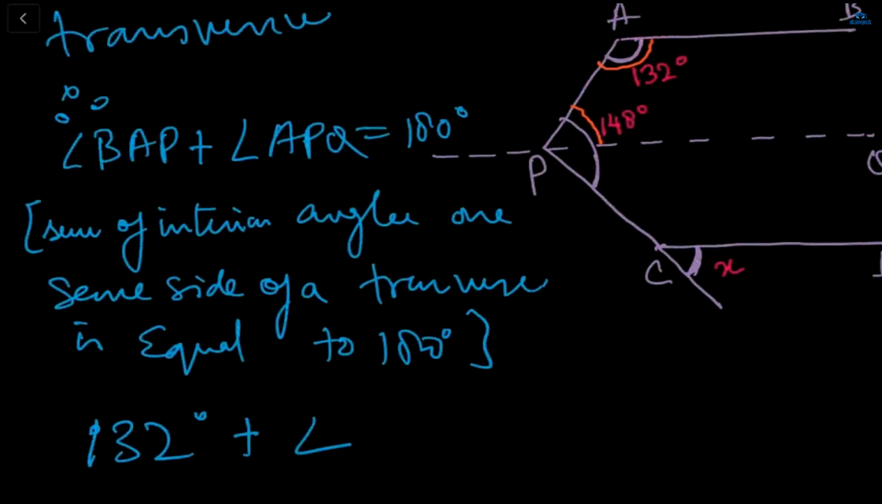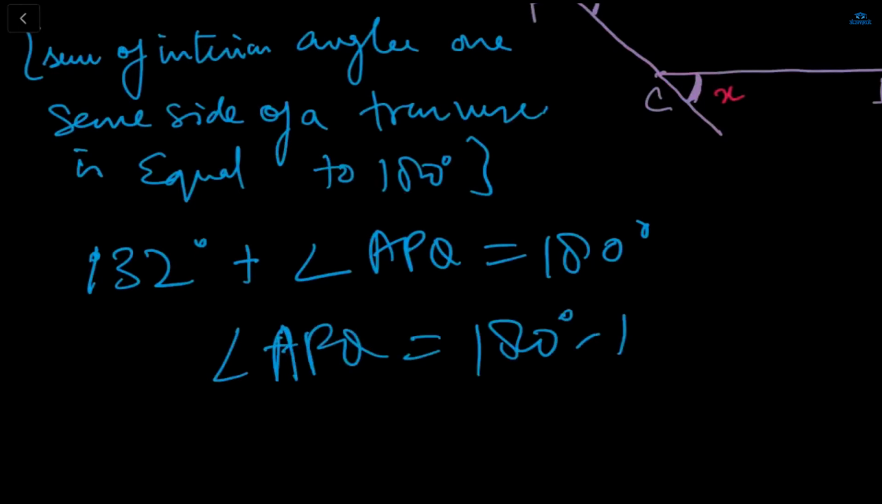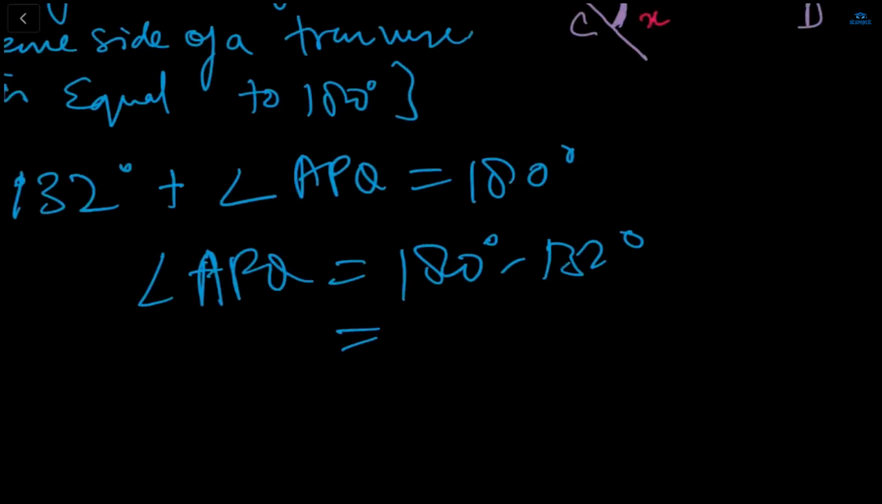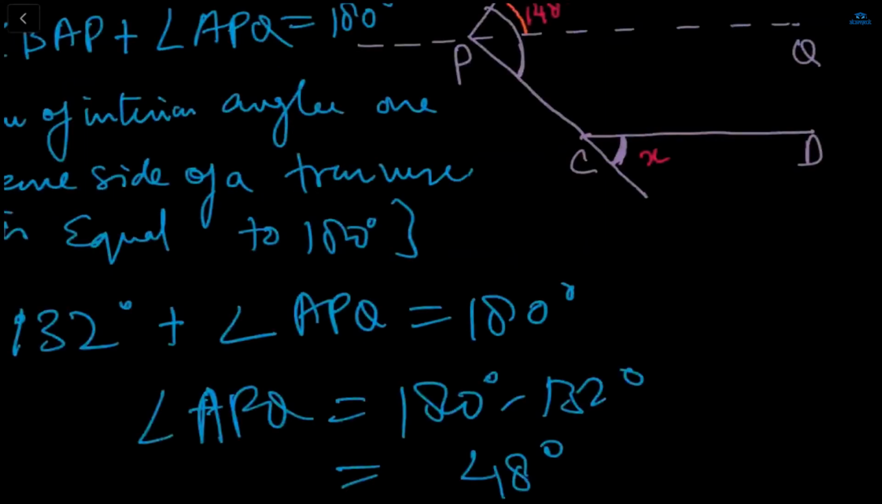I have not drawn an angle bisector, so I can't just write the half. I don't know exactly how much the value is for APQ, so I'm writing angle APQ only, the sum is equal to 180 degrees. So from here you'll get the value of angle APQ, which is equal to 180 degrees minus 132 degrees, which will be equal to 48 degrees. So we have got the value of APQ.